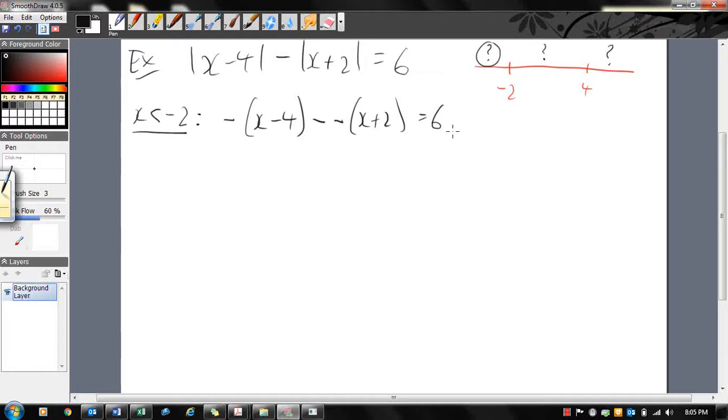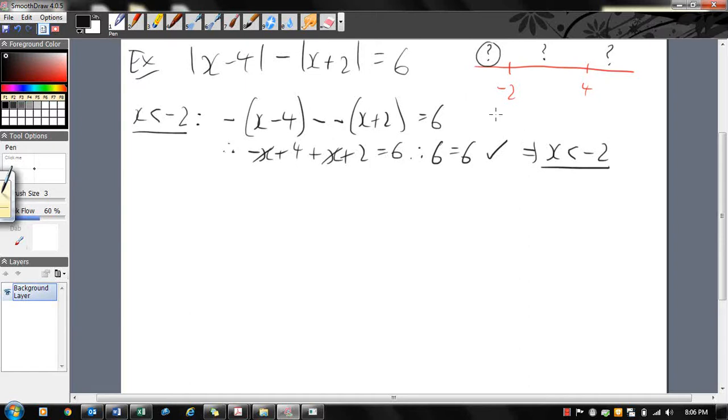So let's just solve this. I'll try to get as much space in here. So -(x - 4) - (-(x + 2)) = 6, that turns into -x + 4 + x + 2 = 6. What do we get here? The x's cancel out, and we've got 6 is equal to 6. Oh, amazing. What does this mean? This means that it doesn't matter what x is equal to, this is always true. In fact, that means that for x less than -2, any number that's smaller than -2 that you can choose will always be true.